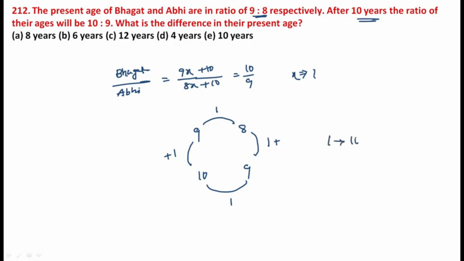Now 1 unit is exactly equal to 10. The present age of Bhagat is exactly equal to 90. The present age of Abhi is exactly equal to 80. The difference of their ages is exactly equal to 10 years. You can solve the equation, or you can apply this calculation also.